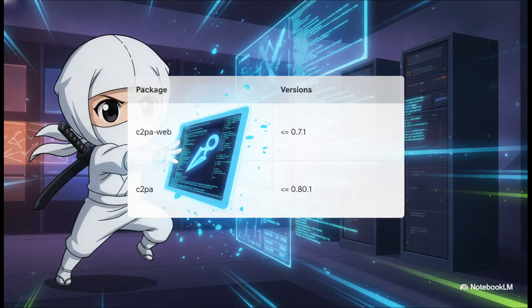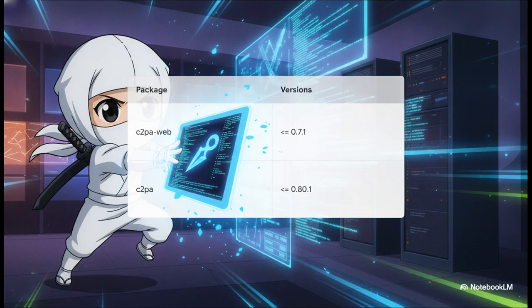If your infrastructure relies on the Content Authenticity Initiative SDKs, you need to be scanning your NPM environments right this second. The vulnerability directly impacts the c2pa-web package for version 0.7.1 and earlier, as well as the core c2pa package for version 0.80.1 and earlier. If your CI/CD pipelines or your production builds are pulling in these versions, your systems are actively exposed.